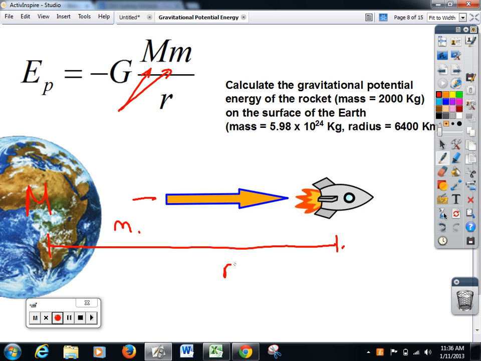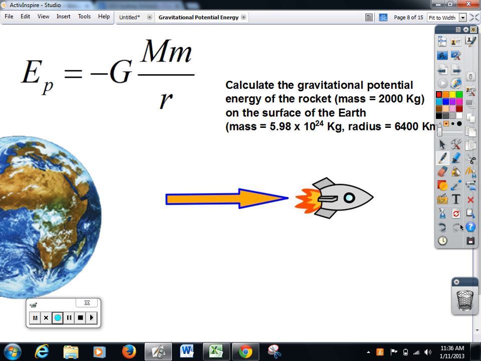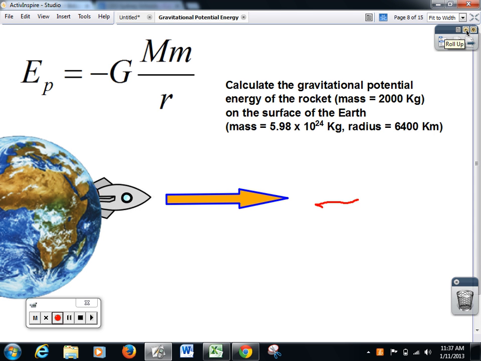So, resetting that. We're going to calculate the gravitational potential energy of this rocket. Now it's got a mass of 2,000 kilograms, and we're going to put it on the surface of the Earth. So we need to know the mass of the Earth, and we need to know the radius of the Earth. All of these radiuses should be given to you in kilometres or metres.